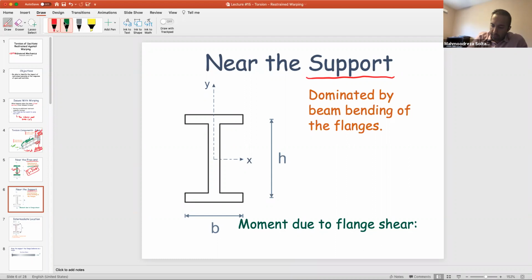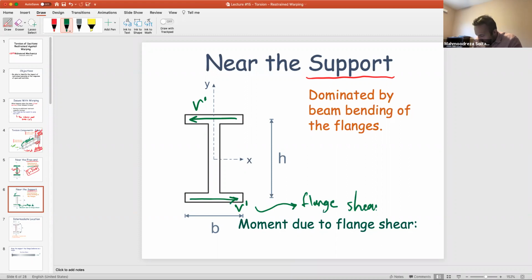And what is that shear? So, for example, you're going to develop a shear force like this. Let's call it V prime on top, and this shear force at the bottom. These are your flange shear. So again, you are going to have a torque here. Now let's call it T1, representing the fixed end where we have the restraint against warping. And this would be the dominant behavior.